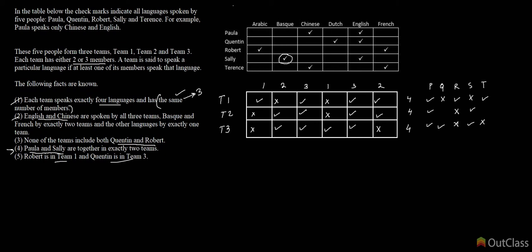Look at the languages. Team 2 should know Basque, Chinese, English and French. What do the people give it? P is providing Chinese and English.